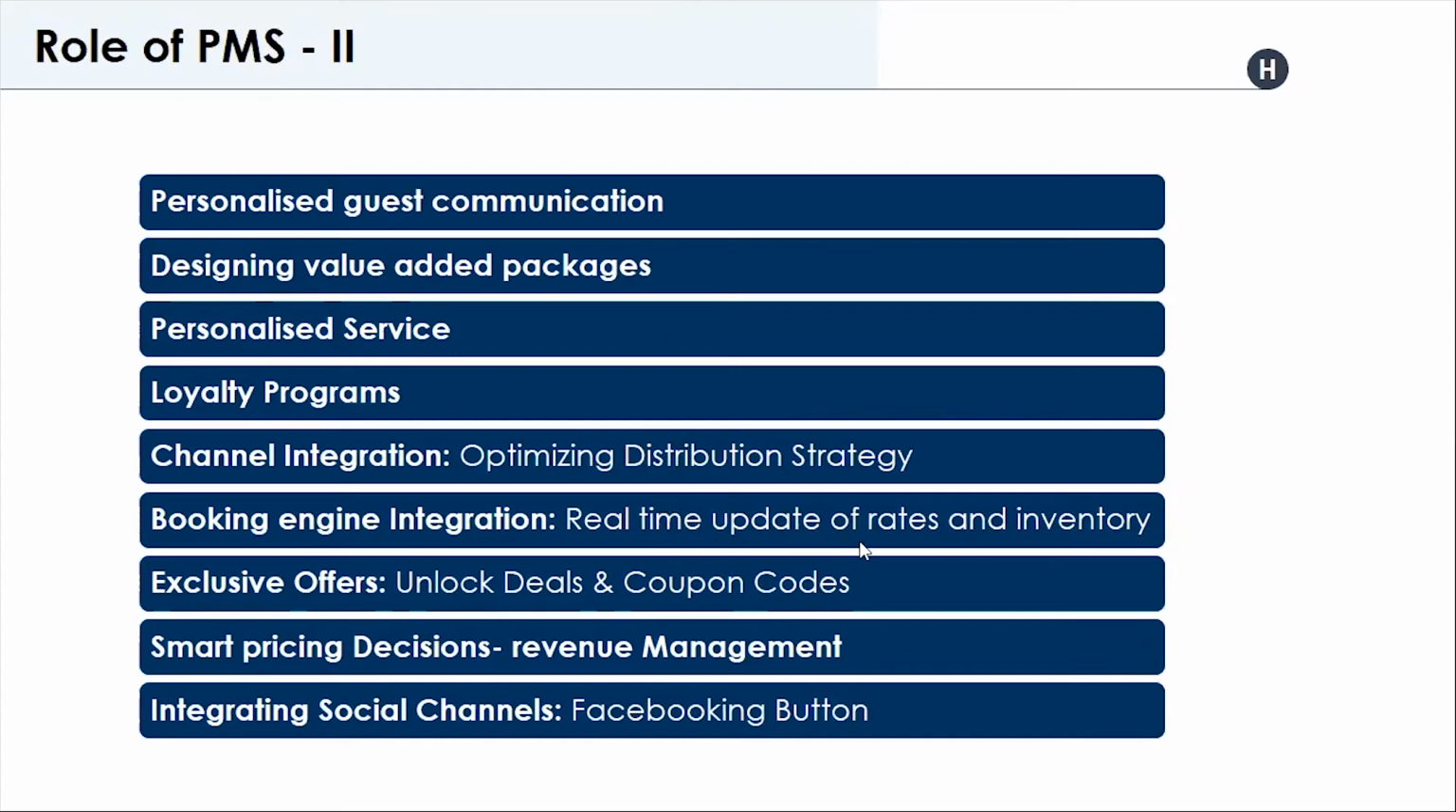You can integrate with the channel manager to make sure that the distribution is seamless. You can integrate with the online booking engine, where you can control the OTA rates or the booking engine rates, and make sure that both are at par, or you want to give some better deal to your own booking engine. All this can be controlled and managed in the property management system.